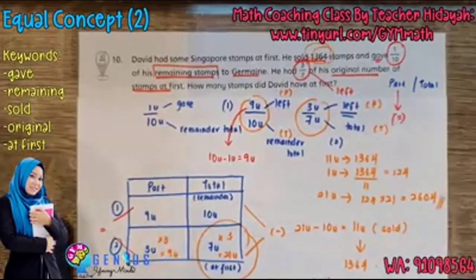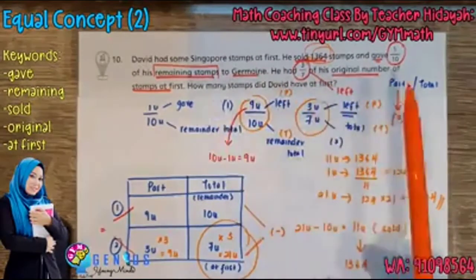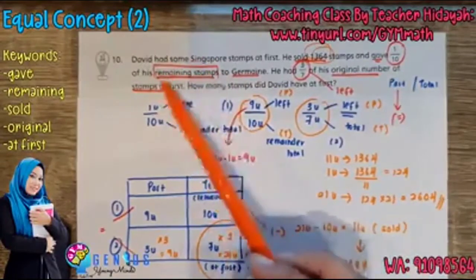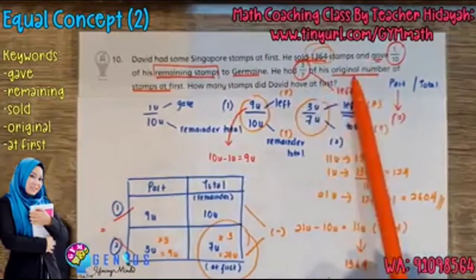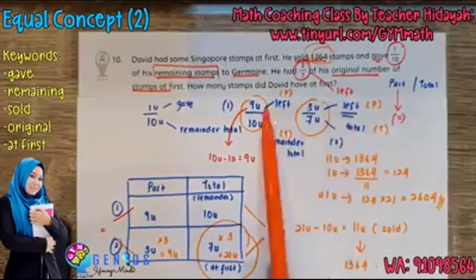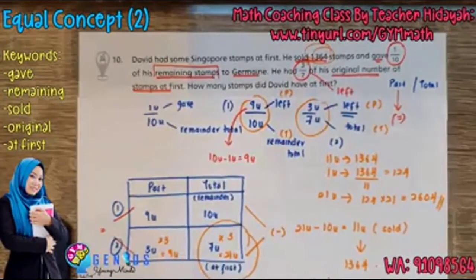So sometimes an equal concept question is not clear cut. You have to make sure you can choose which one the question is trying to tell you is the same, is equal. In this case, the one that is the same is the remainder, the leftover of the remainder, and also the left of his original number. That's why first things first, I go and find out how much is left and how much is left. Can you see? And then only I can plot out the table and solve accordingly.